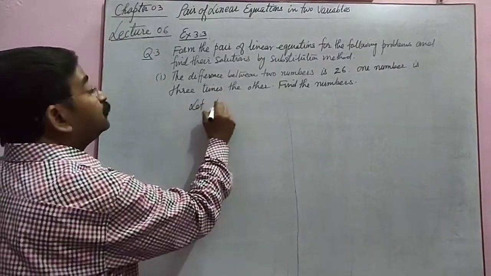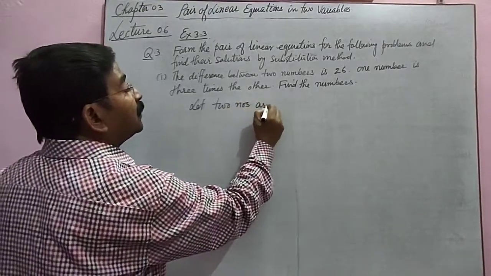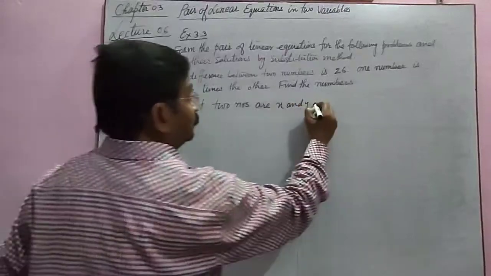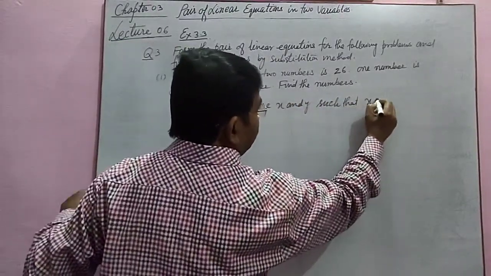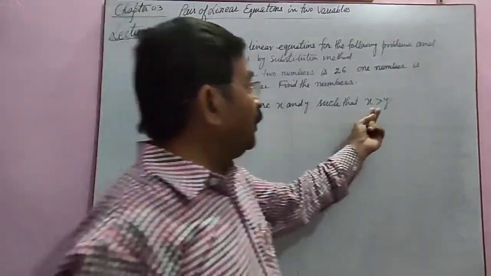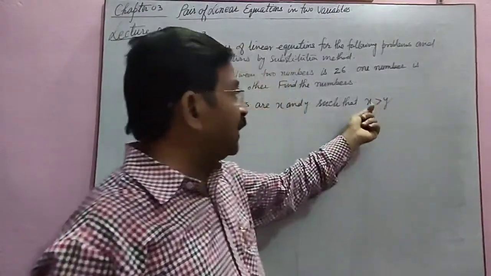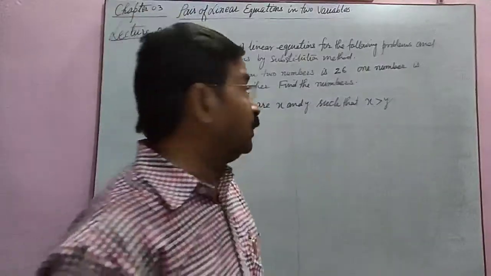Let two numbers be x and y such that x is greater than y. Means we have to declare which number is more, which number is greater. So I have decided that x is greater than y. You may take y is greater than x, no problem.